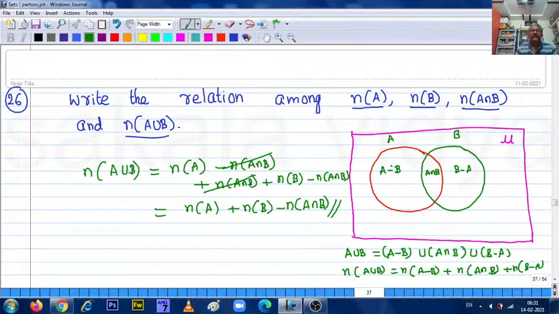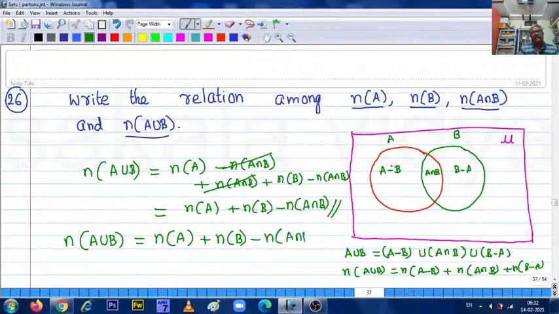And one more interesting factor also: n of A minus B is equal to n of A minus n of A intersection B we can write. n of B minus A is equal to n of B minus n of A intersection B also we can write it. So this is the relation. So therefore hereafter you remember n of A union B equals n of A plus n of B minus n of A intersection B. So this is the relation.